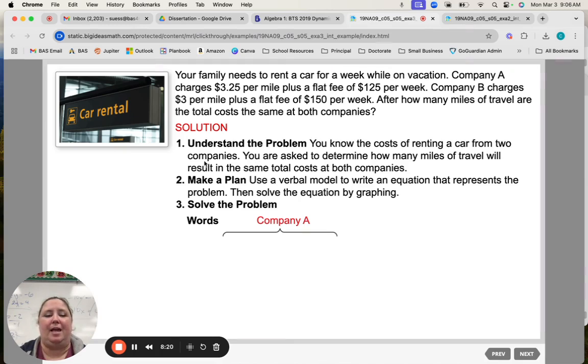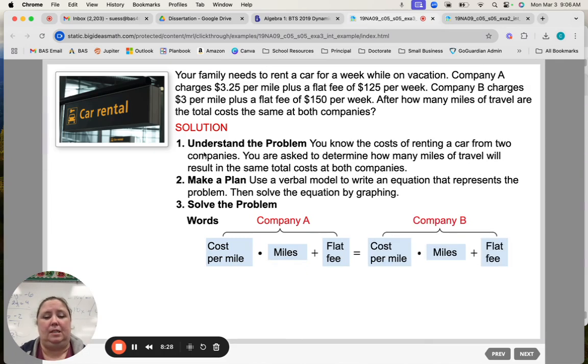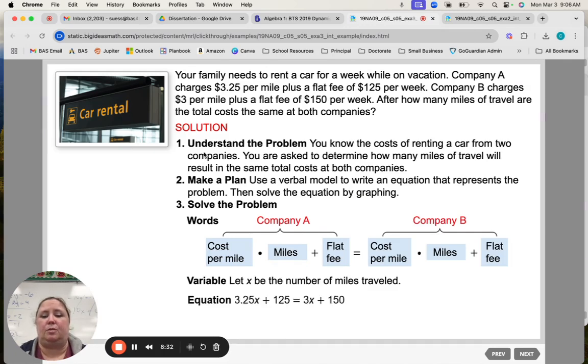All right, so company A, we're going to do the cost per mile times X plus 125, right? So what's the cost per mile? 3.25 per mile. So we're going to do 3.25X plus 125 equals, and then we're going to make it equal to company B, which is 3X plus 150. So now we're just solving for X.